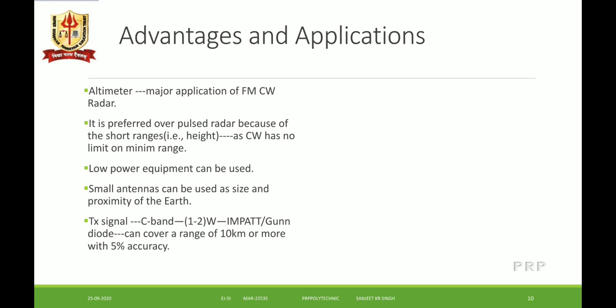Small antennas are used because of the size and proximity of the earth, and moreover the transmitted signal is in the C band, in the range of 1 to 2 watt. The transmitted signal of 1 to 2 watt can be generated with the help of an impact or gun diode, and this is sufficient to cover a range of 10 kilometers or more with an accuracy of 5%.